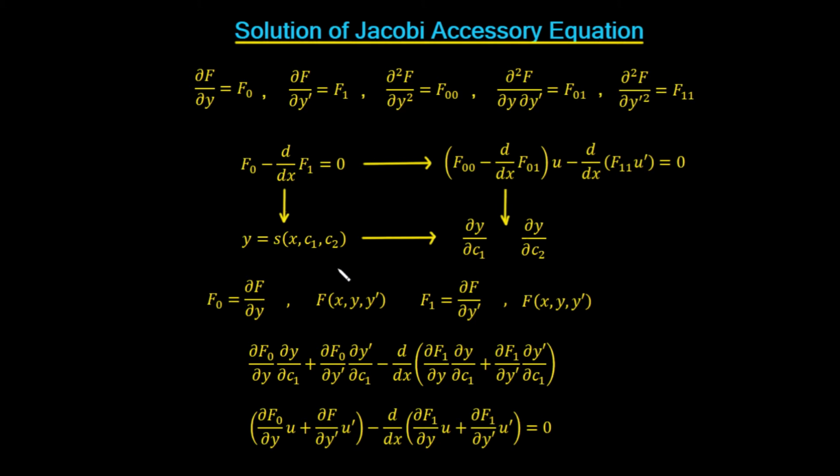Now we're going to just state now the solutions to the Jacobi accessory equation, and then we're going to go and prove it. So if the Euler-Lagrange equation has got these general solutions, it turns out that the Jacobi accessory equation has got solutions which are going to be given by partial y by partial c1 here and partial y by partial c2. So this is the thing that we're going to prove through the rest of this video.